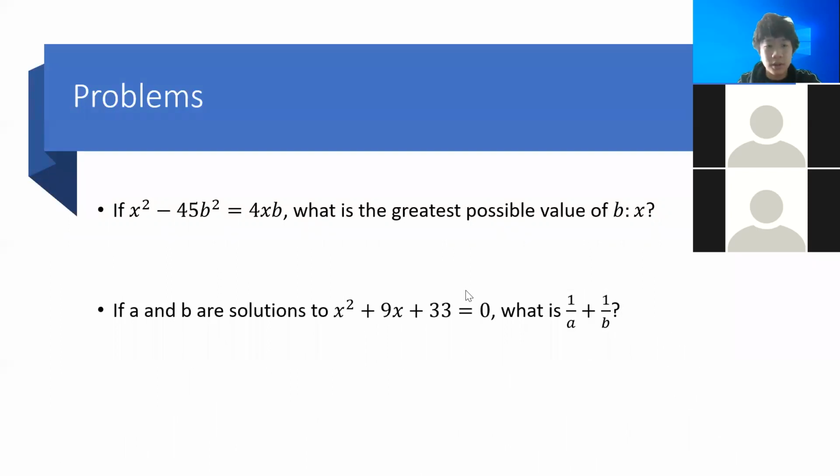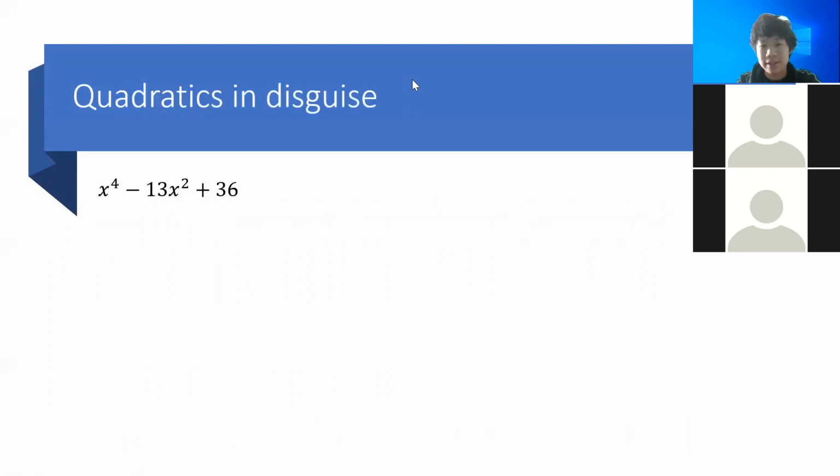Cool. Now we're going to go over some quadratics in disguise. Some equations you're going to look at and you're going to say, oh, those are not quadratics. But sometimes they actually are. So let's look at this one. x to the 4th minus 13x squared plus 36. Obviously, this is not a quadratic, right? Because it's got x to the 4th power here.